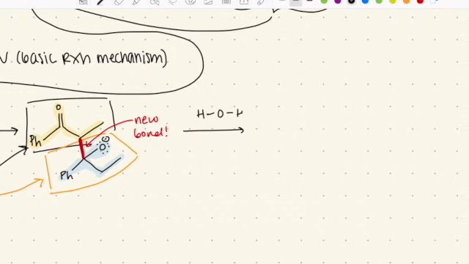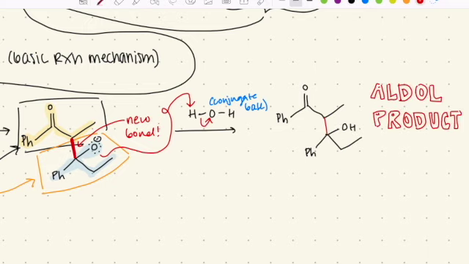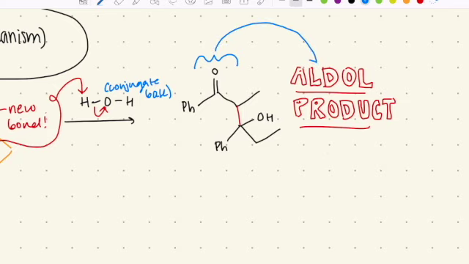So next step, we'll just take that conjugate base and protonate that negatively charged oxygen. So now we have our final aldol product. And the way you can always tell that it's an aldol product is you have that aldehyde group and a hydroxyl group, so an alcohol, so aldol. And also it will always be a beta hydroxyl carbonyl.